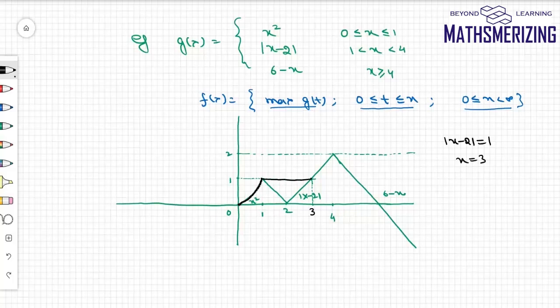Then from 3 to 4, again it's an increasing function. So again it will be same as gx. And then from 4 to infinity, the maximum value is 2. So again it will be a constant function.